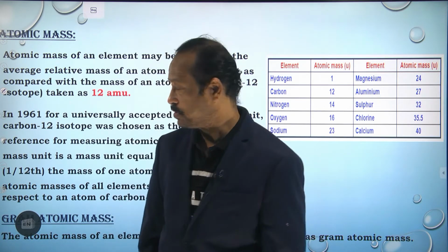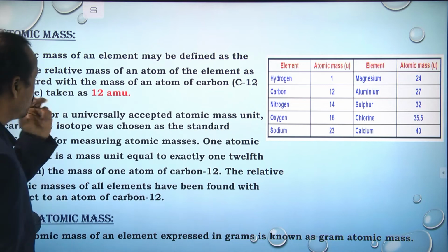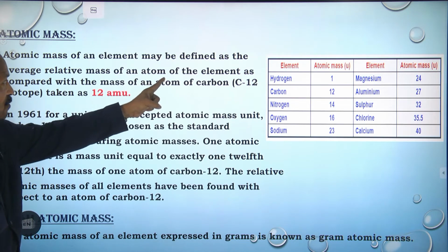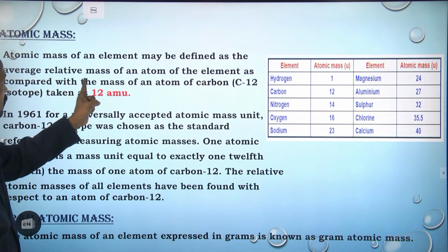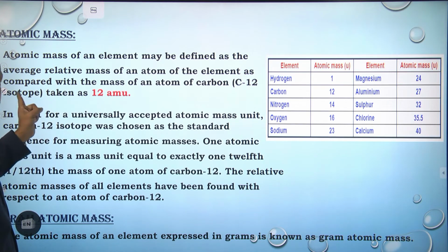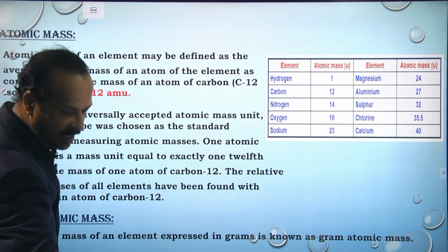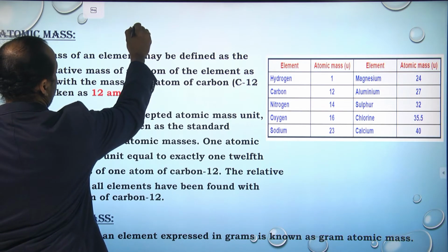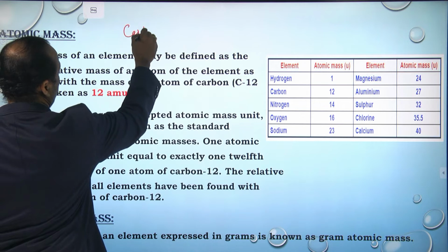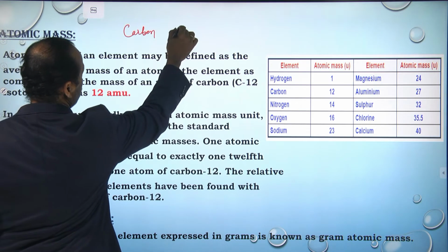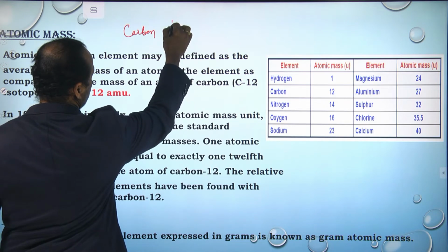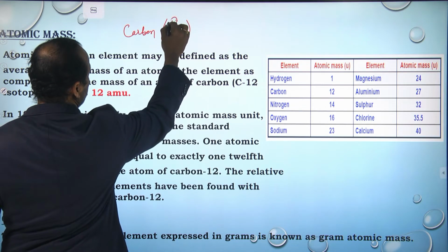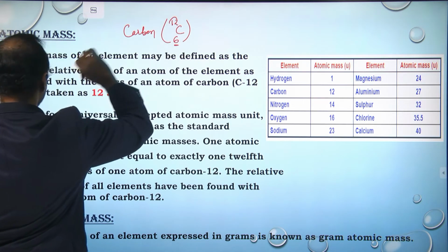Right. So here you see, the atomic mass of an element may be defined as the average relative mass of an atom of the element as compared with the mass of an atom of C12, which is taken as 12 AMU. So here they have taken carbon as a standard one, which carbon? C-12, where 6 is its atomic number and 12 is its mass number.